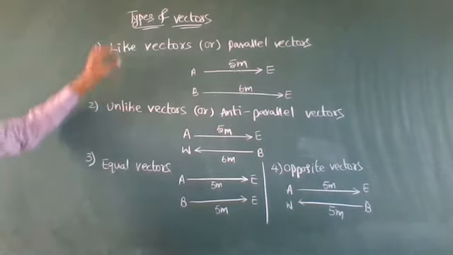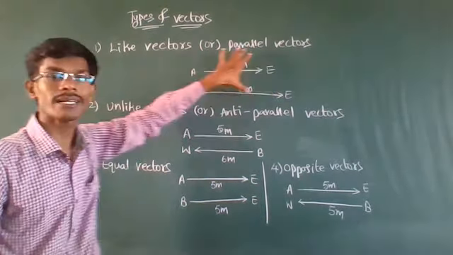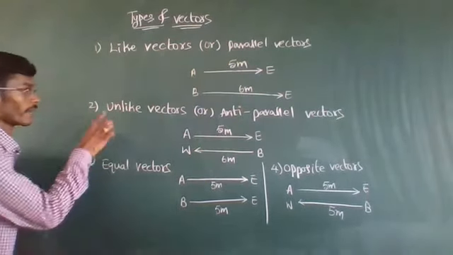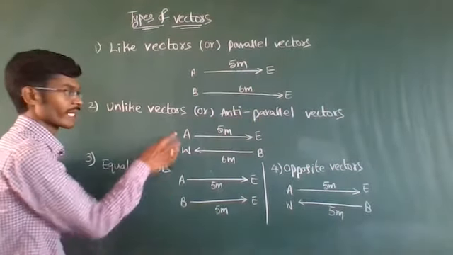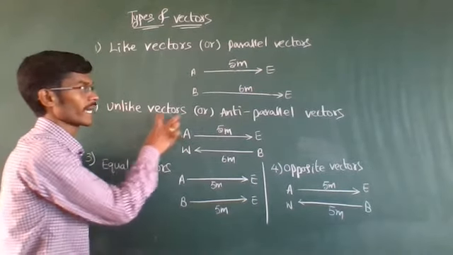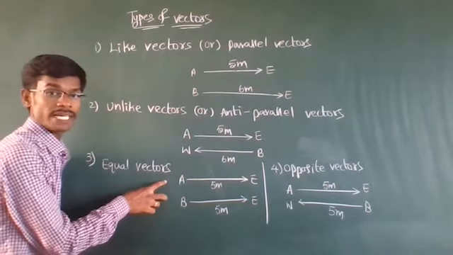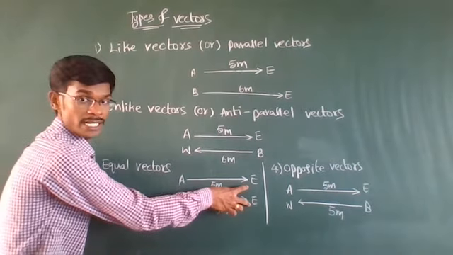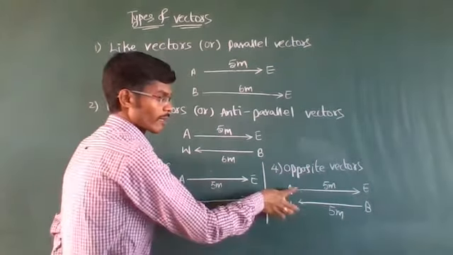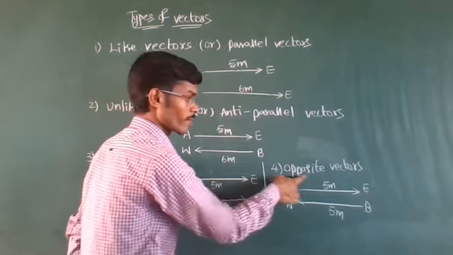We have learned the types of vectors. Like vectors or parallel vectors are the vectors which have the same direction but different magnitude. Unlike vectors or anti-parallel vectors are the vectors which are opposite in direction, and the magnitude may be different. Equal vectors are the vectors which have the same magnitude and the same direction. And opposite vectors are the vectors which are opposite in direction, where the magnitude must be equal.